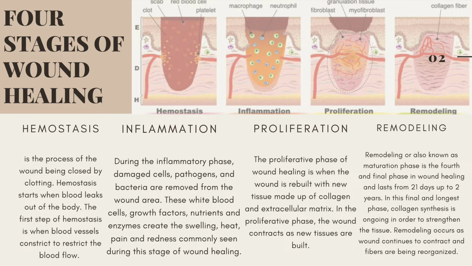The second phase is inflammation. During the inflammatory phase, damaged cells, pathogens, and bacteria are removed from the wound area. The third phase is proliferation. The proliferative phase of wound healing is when the wound is rebuilt with new tissue made up of collagen and extracellular matrix. And the last phase is remodeling. Remodeling, also known as the maturation phase, is the fourth and final phase in wound healing and lasts from 21 days up to 2 years.